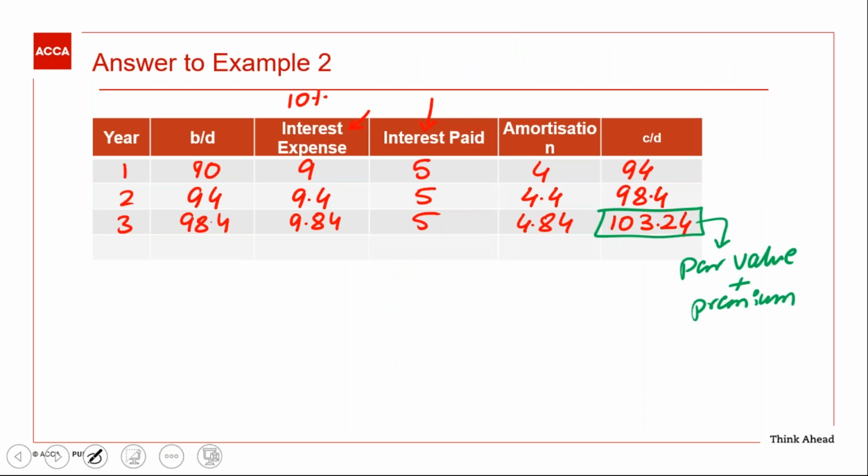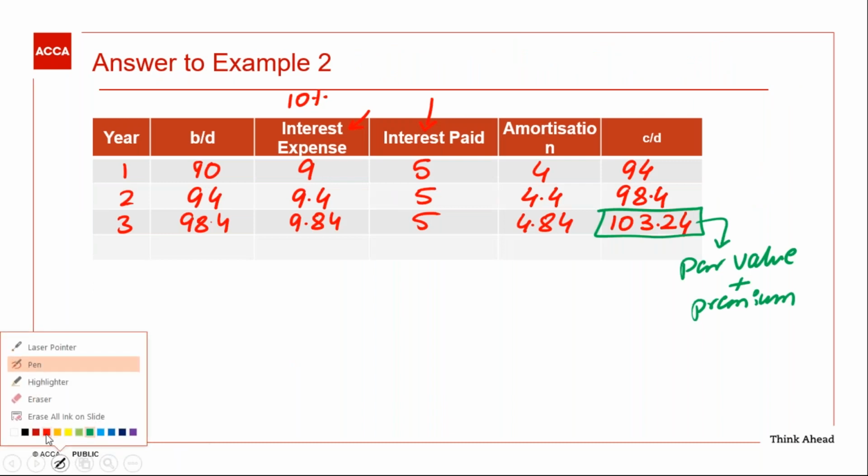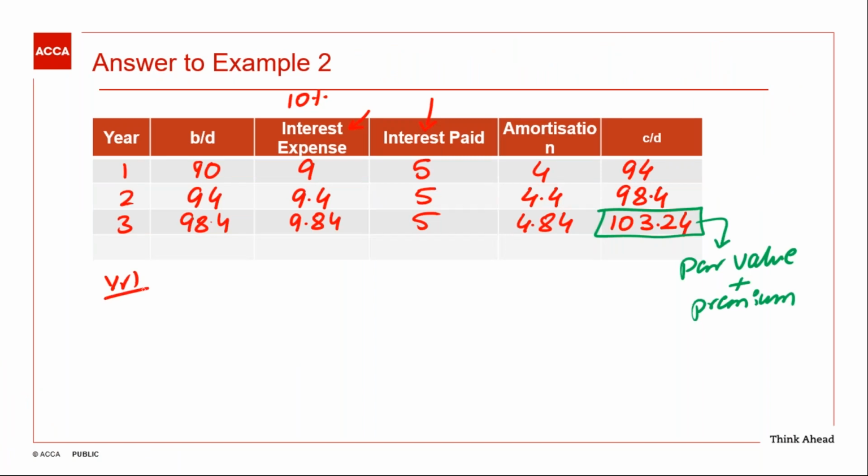So now if I record the accounting entries, we're going to say that in year 1, we're going to make an entry as the finance cost debit by 9, but the interest paid from the bank is only 5, and the financial liability will be credited by 4.